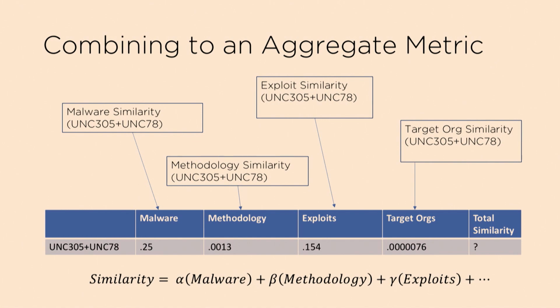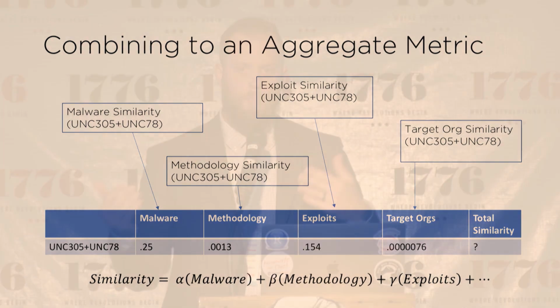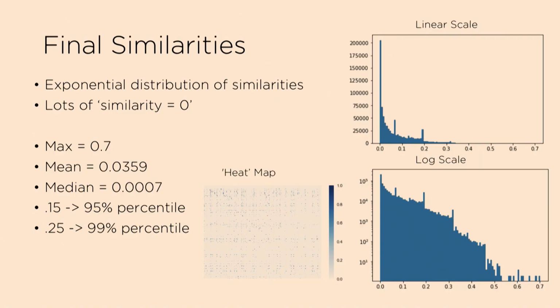We didn't have any information to tell us that malware or methodology was worth more than any other component, so we just used a straight average. And that actually worked out pretty well. When we look at just the final similarities using that average metric, it's this exponential distribution where most groups are not similar, which at first was like, well, bummer, but it means that if we do find similarity, it's pretty significant. And so that was helpful.